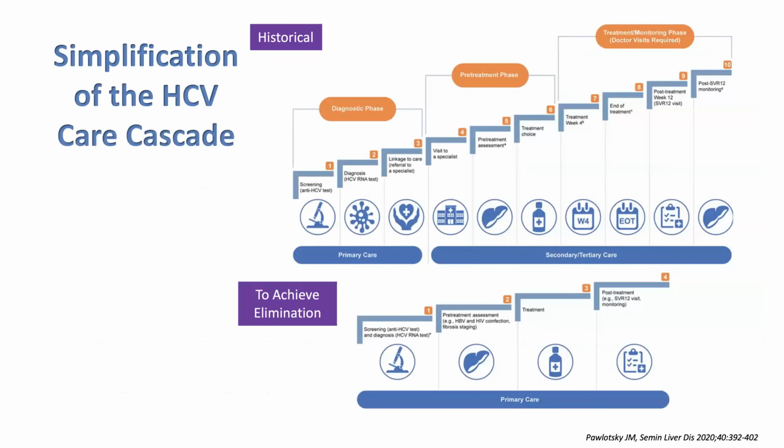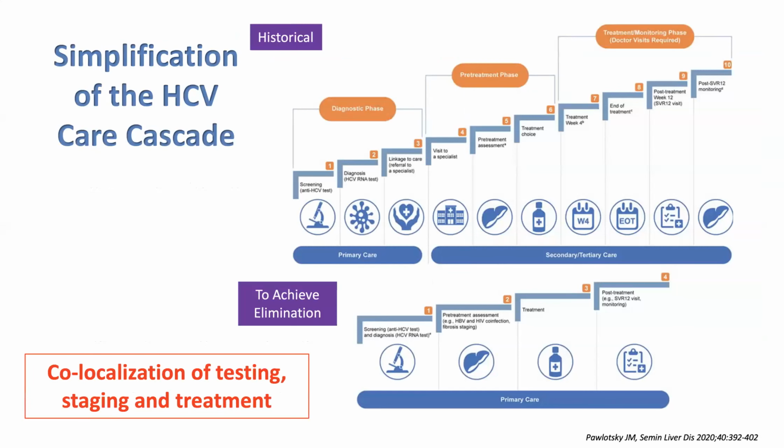And one of the key things is really around the idea of simplifying the whole care cascade. So shown on the top, I'll just quickly walk you through the many steps that were involved in the past and how we're moving towards a simpler approach, which is on the bottom. Key to that simpler approach is co-localization of testing, staging, and treatment. It's a theme I'm going to come back to many times in the talk today, and why I'm so pleased to be able to talk to you to try to encourage you to become these HCV champions, as it were.